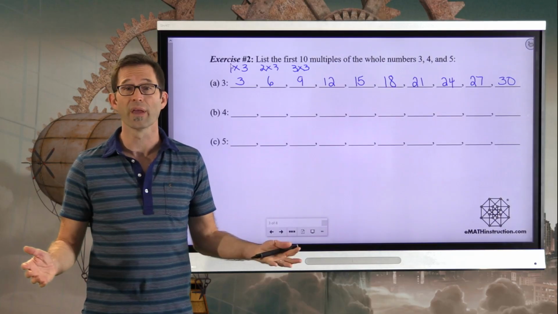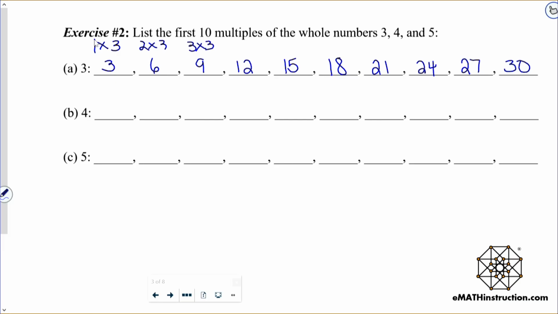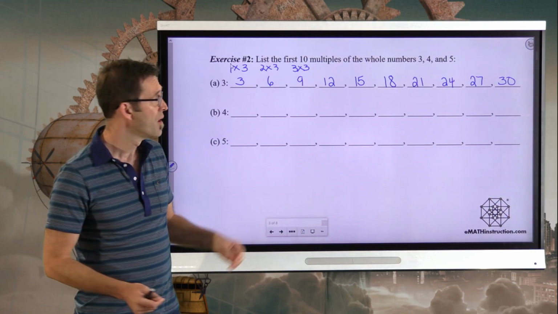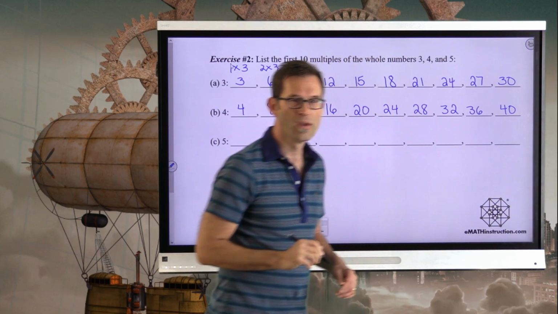Pause the video now. Take as much time as you need to. All right, let's do it. 1 times 4 is 4. 2 times 4 is 8. 3 times 4 is 12. 4 times 4 is 16. 5 times 4, 20. 6 times 4, 24. 7 times 4, 28. 8 times 4, 32. 9 times 4, 36. And 10 times 4, obviously, 40.